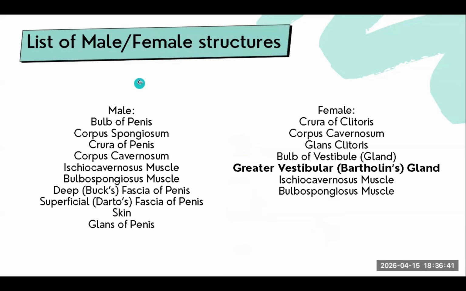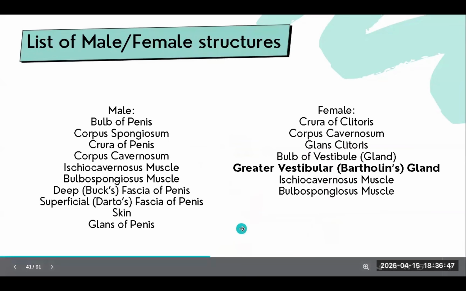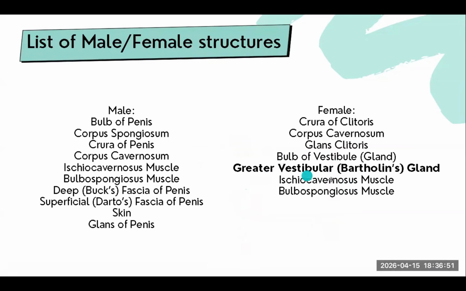Now, this is a list of male and female structures in external genitalia. Something I really want you guys to remember is that the greater vestibular or Bartholin's gland is found in the superficial perineal pouch. However, its male counterpart, which is known as the bulbourethral gland or Cowper's gland, is found in the deep perineal pouch. That's the difference between male and female. Okay?